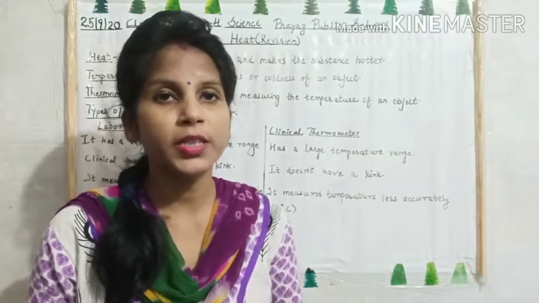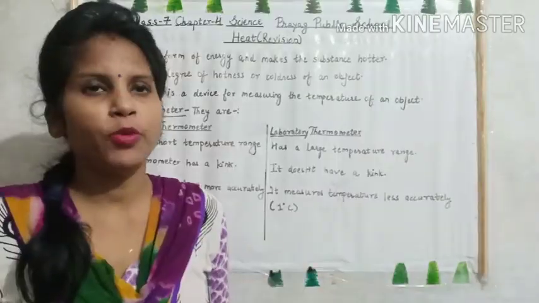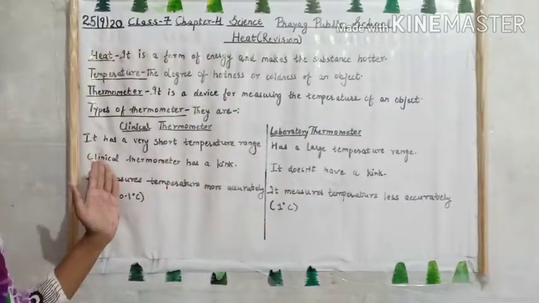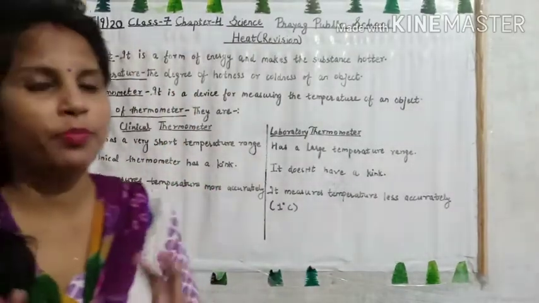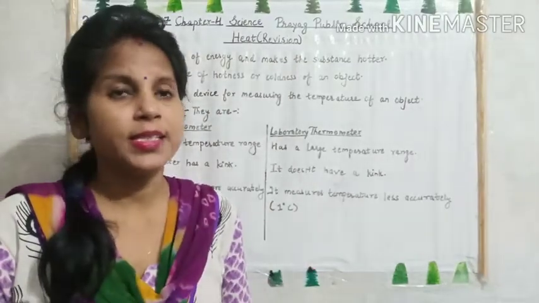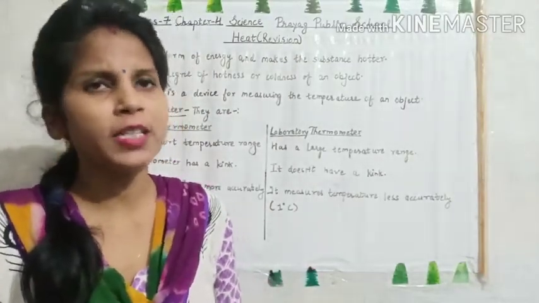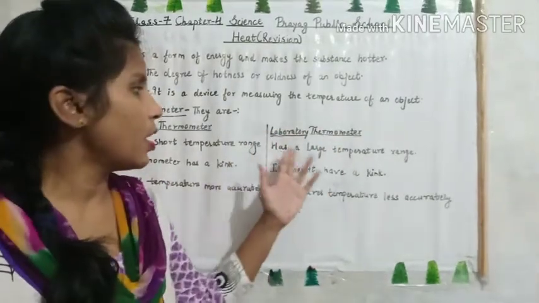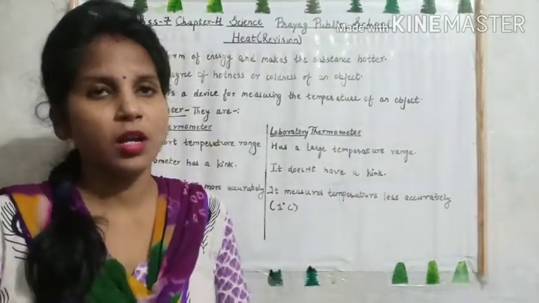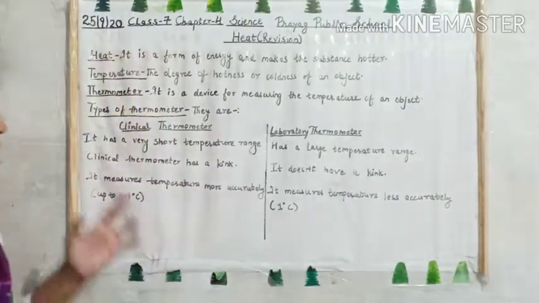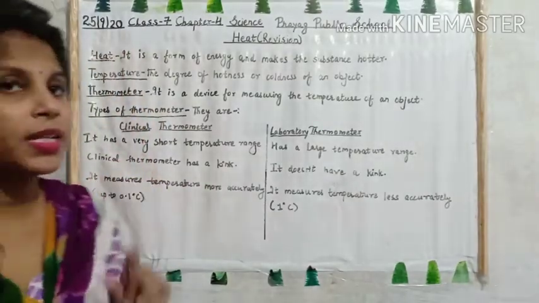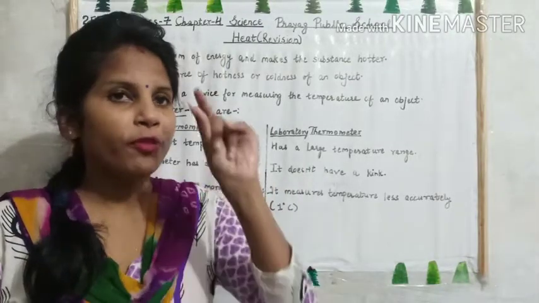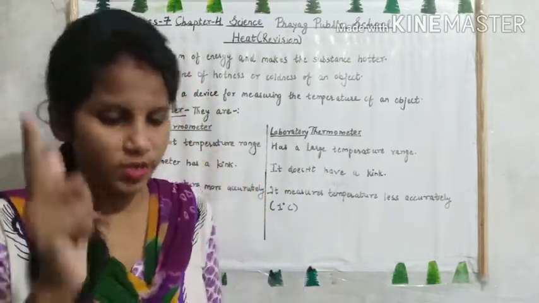But what are the differences? Let's see that. Clinical thermometer has a very short temperature range, that is 35 to 42 degrees Celsius, while laboratory thermometer has a very large temperature range. Then, clinical thermometer has a kink. If you look at the figure of the thermometer, you will find a kink. Kink is a constriction.